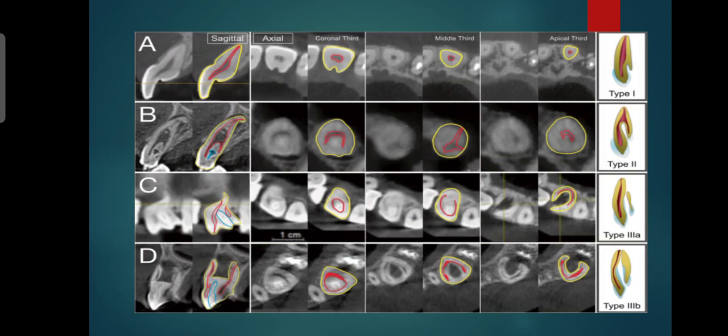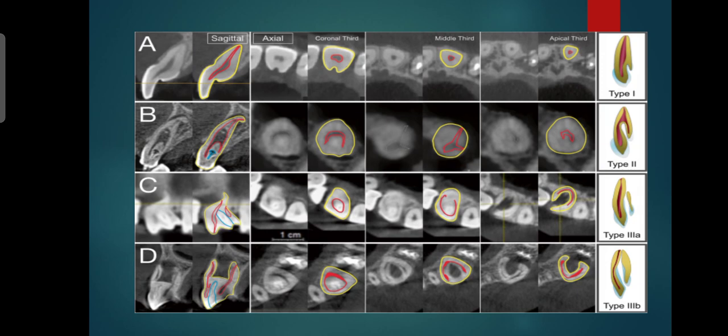So this is how it is in the radiographs. You can see the apical third, middle third, and coronal third of type 1, then apical third, middle third, and coronal third of type 2, then apical, middle, and coronal third of type 3A and type 3B respectively. The blue sign shows the invaginations.